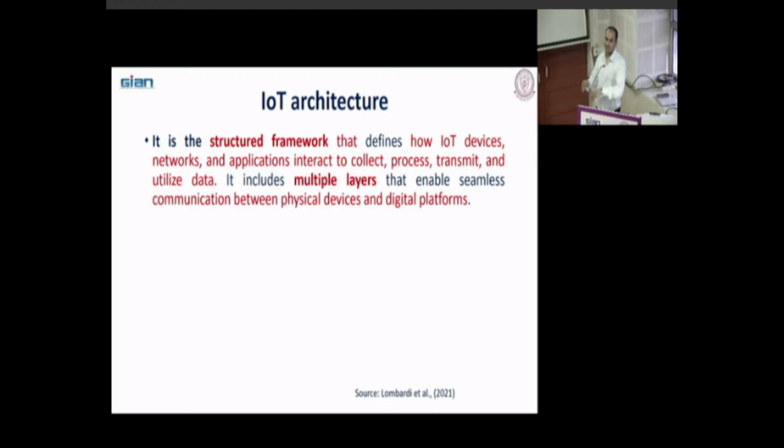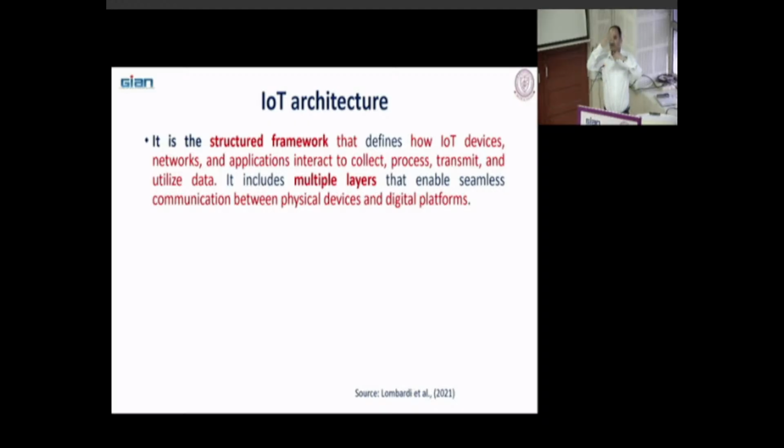But if you take the example of a smartwatch, as I said, it doesn't send the information to the cloud, it locally manages that information. Then for each IoT device, there is a different architecture involved. So how do those IoT devices, networks and applications interact to collect, process and deliver the data, the actions, or utilize the data?